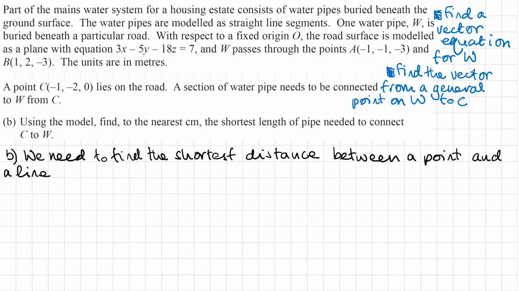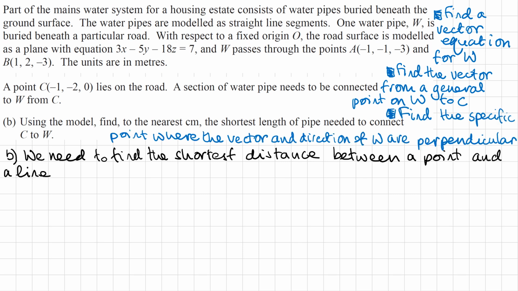Then we need to find a vector from a general point on W, using the vector equation for W, to the point C. Then we want to find the specific point where the vector that we've just worked out and the direction vector of W are perpendicular. And once we've done that, we can then find the length between C and this specific point on W that we've just found.